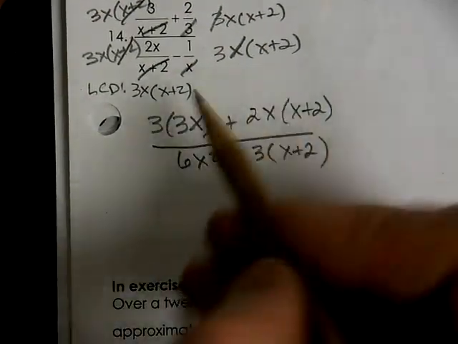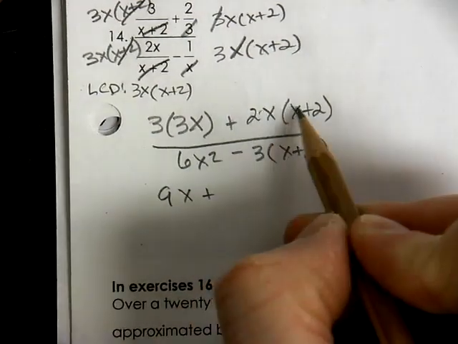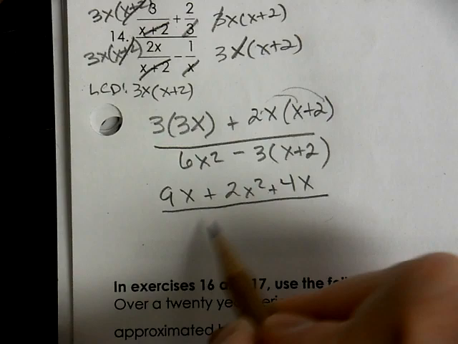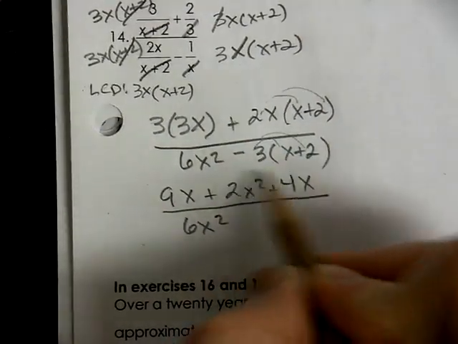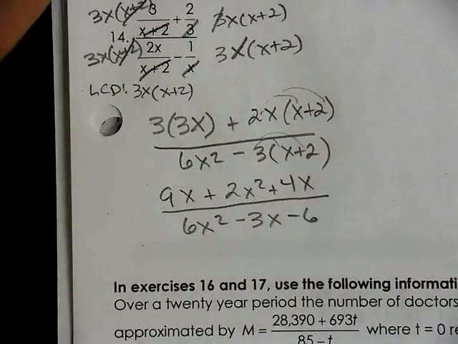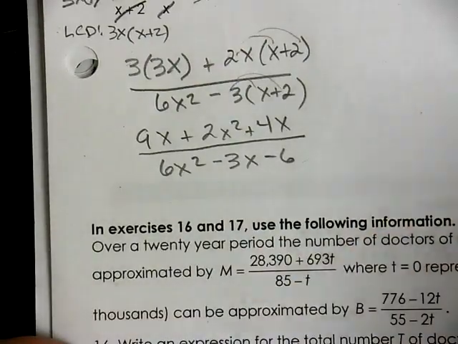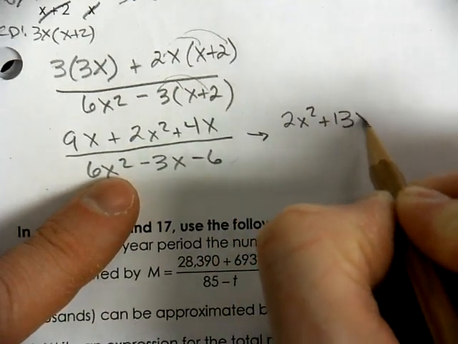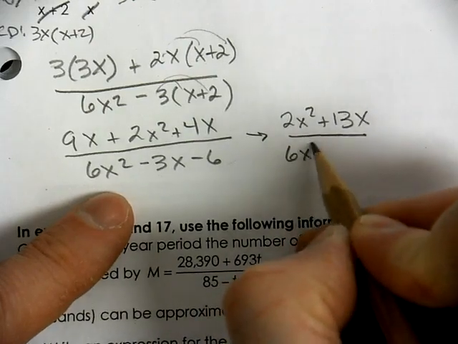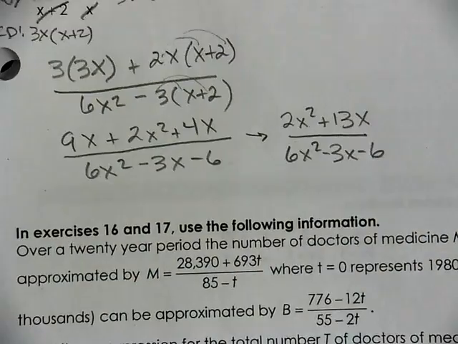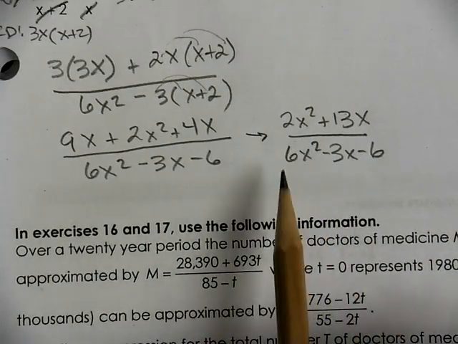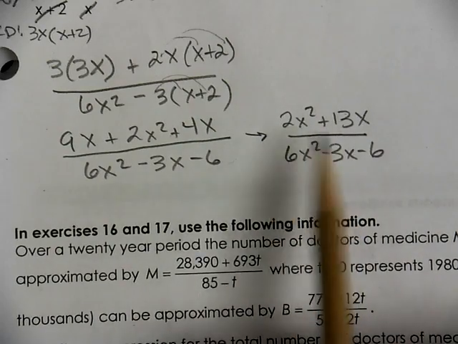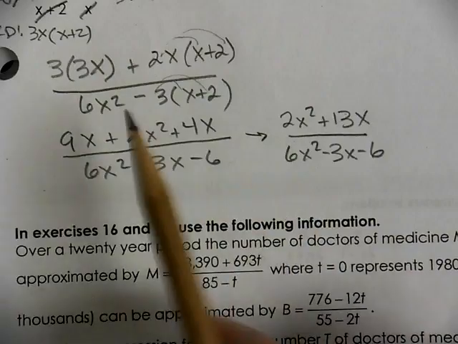I can clean this up some. 9x plus 2x squared plus 4x. Distribute: 6x squared minus 3x minus 6. Typically, we like to reorganize that to make it official. 2x squared plus 13x over 6x squared minus 3x minus 6. You cannot cross the x squareds out. You cannot reduce the 2 and the 6. There's nothing else you could do with that. If factoring something out would help you reduce, that would be fine, but that won't be possible in this case.